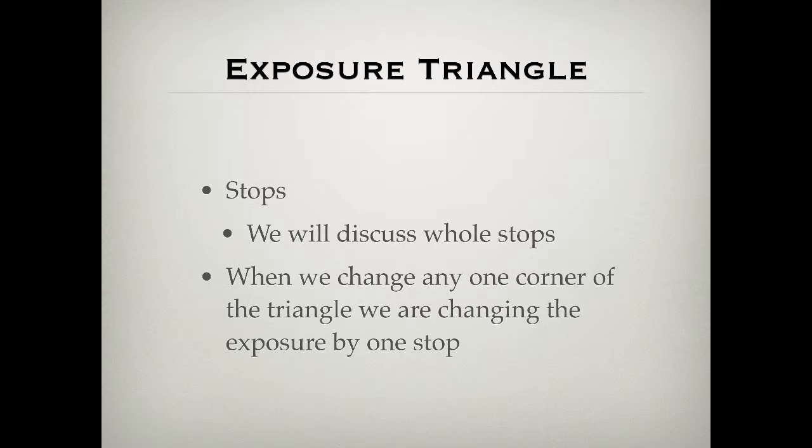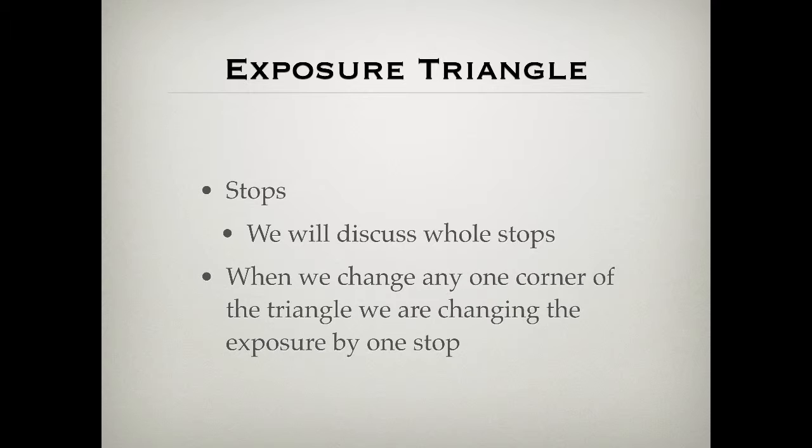Modern cameras can adjust the exposure triangle, any one of those 3 corners or angles, shutter speed, ISO, or aperture, in 1/3 and 1/2 stops. Now, I like to think in whole stops. It's just easier for me to process.